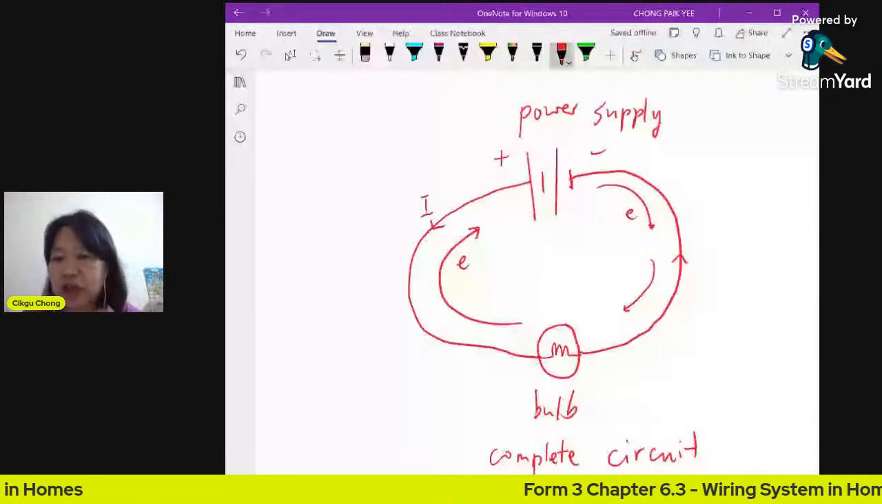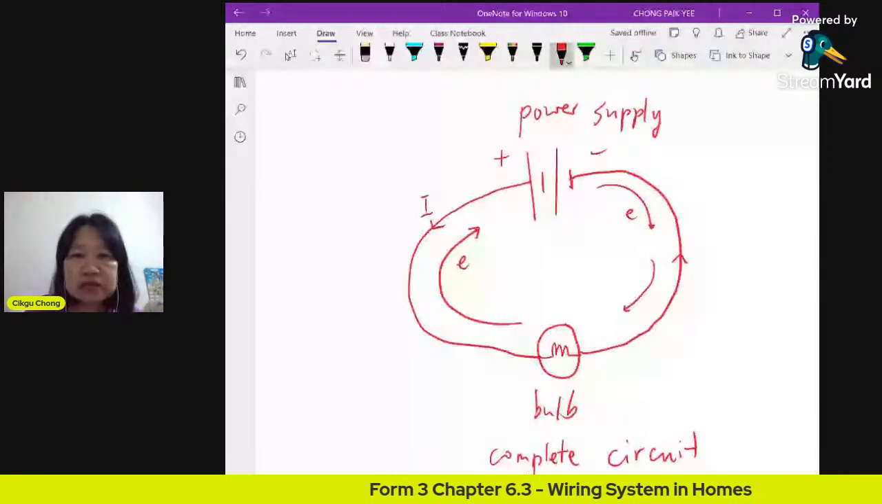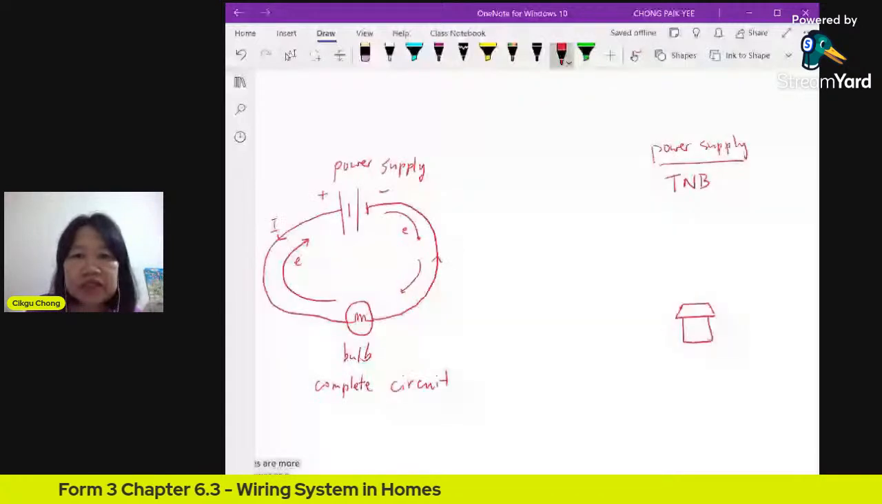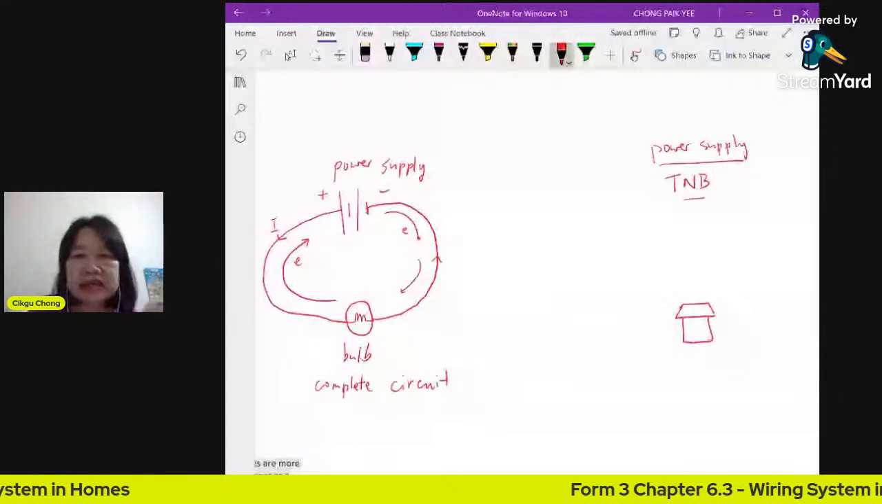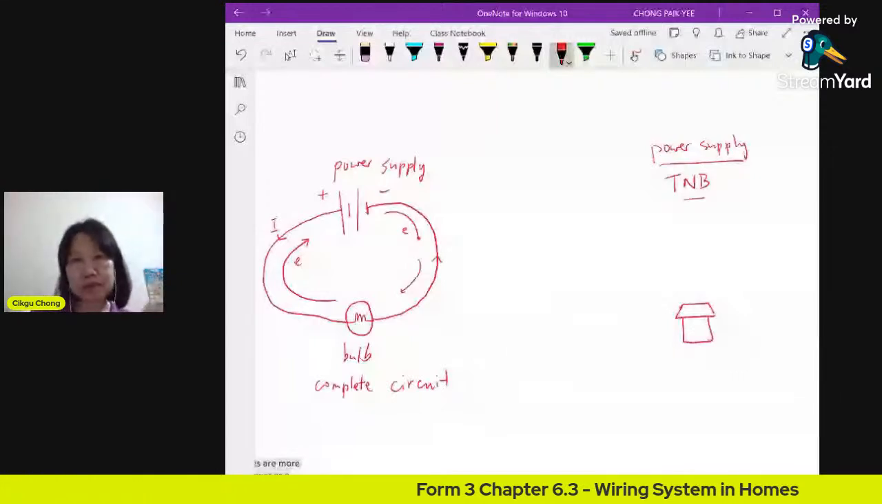Now let's look at this one. Imagine your power supply is your TNB. This is the power station. The battery is a power station. And this is your house. Your house is like the bulb. Your house wants to use the electricity.